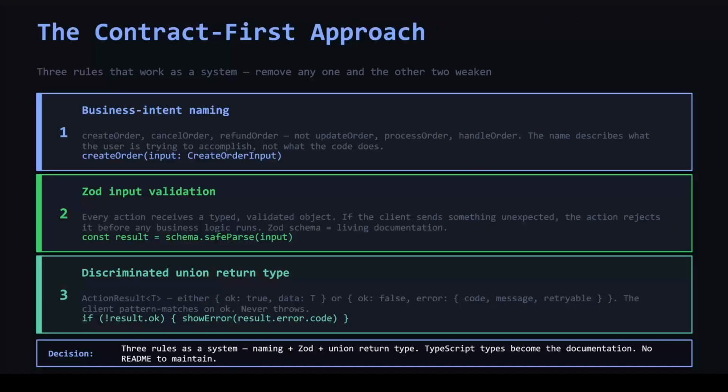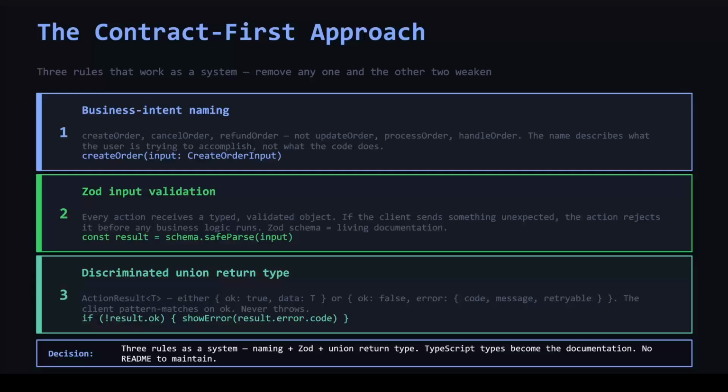Here we are. The contract-first approach. 3 rules to follow and they work as a system. Remove any one of them and the other 2 weaken.